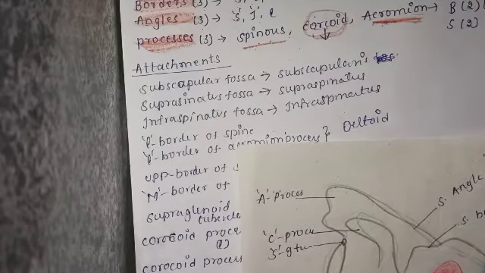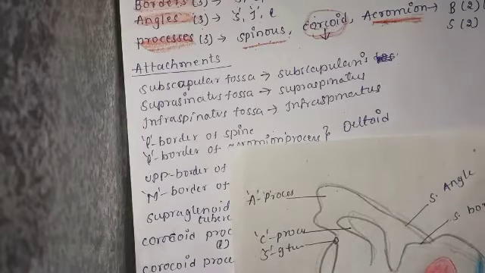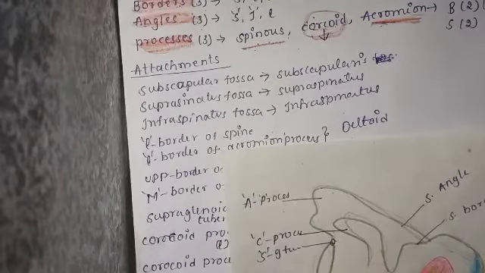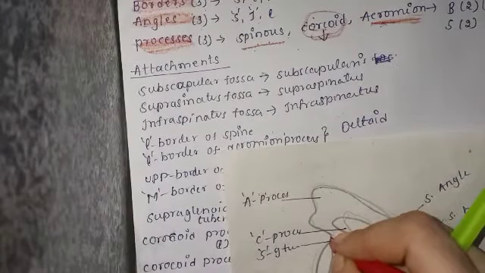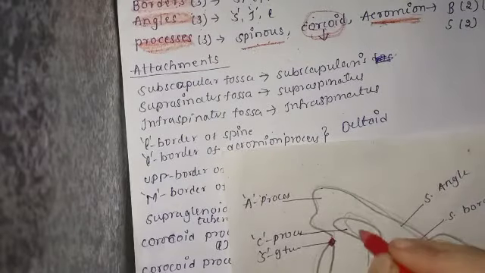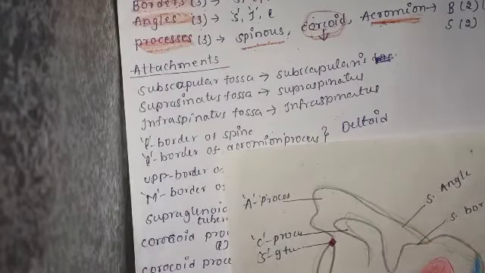The long head of the biceps muscle is present at the supraglenoid tubercle of the glenoid cavity. This is the supraglenoid tubercle. Now here the origin of the long head of biceps takes place. And this is the coracoid process.